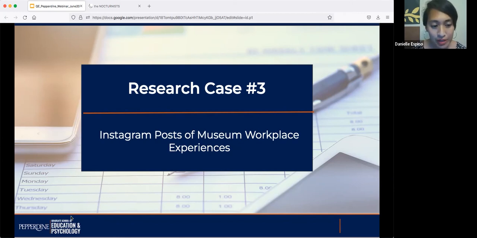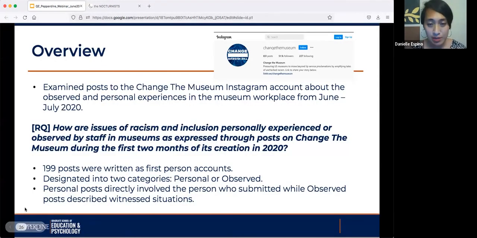So I'm going to go ahead and show a little bit about the data set itself, which is the Instagram account called Change the Museum. What we did was we looked at the initial posts. This started in June 2020, and we wanted to look at just 2 months because there was a variety of posts that happened between June 2020 and July 2020. There were 199 posts that we examined that were written as first-person accounts, and we wanted to see what patterns of discourse were emerging from here.